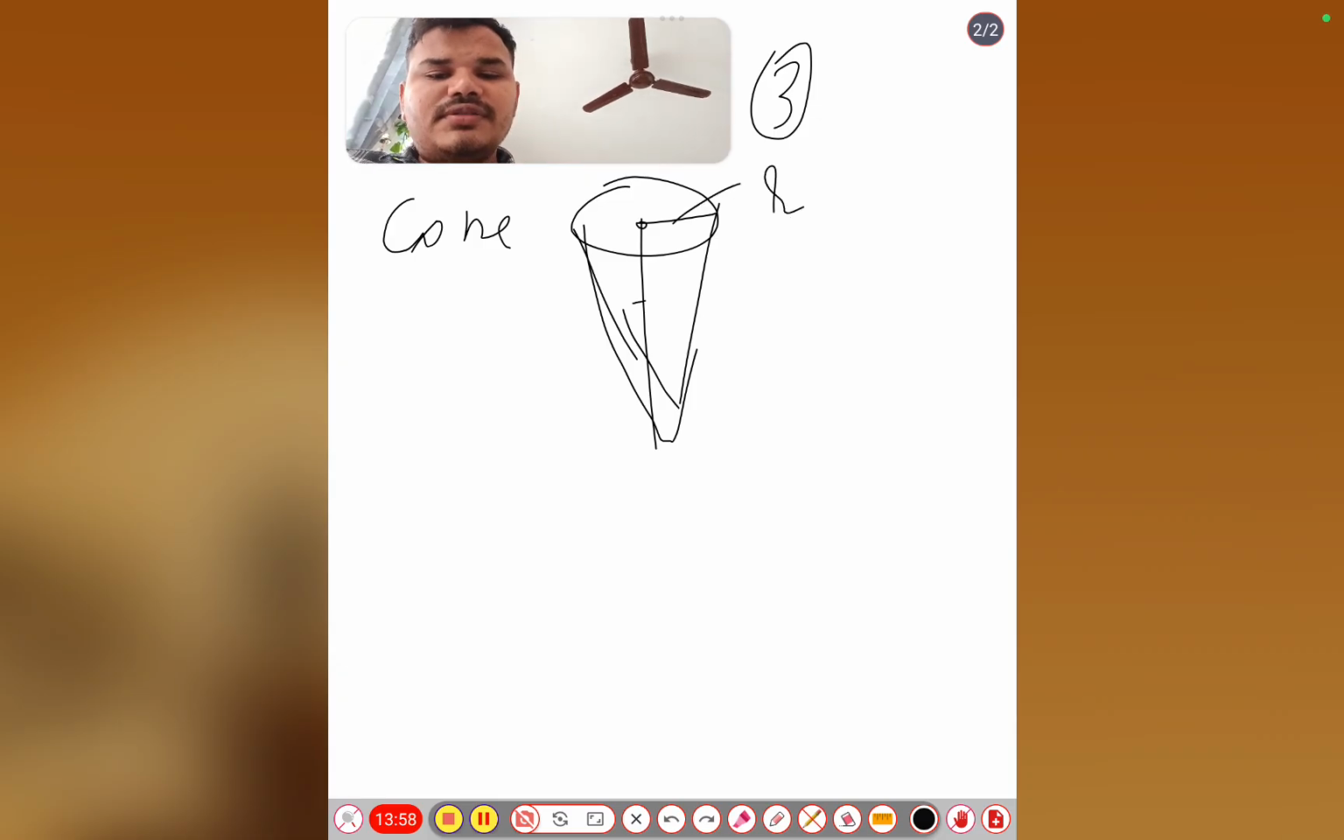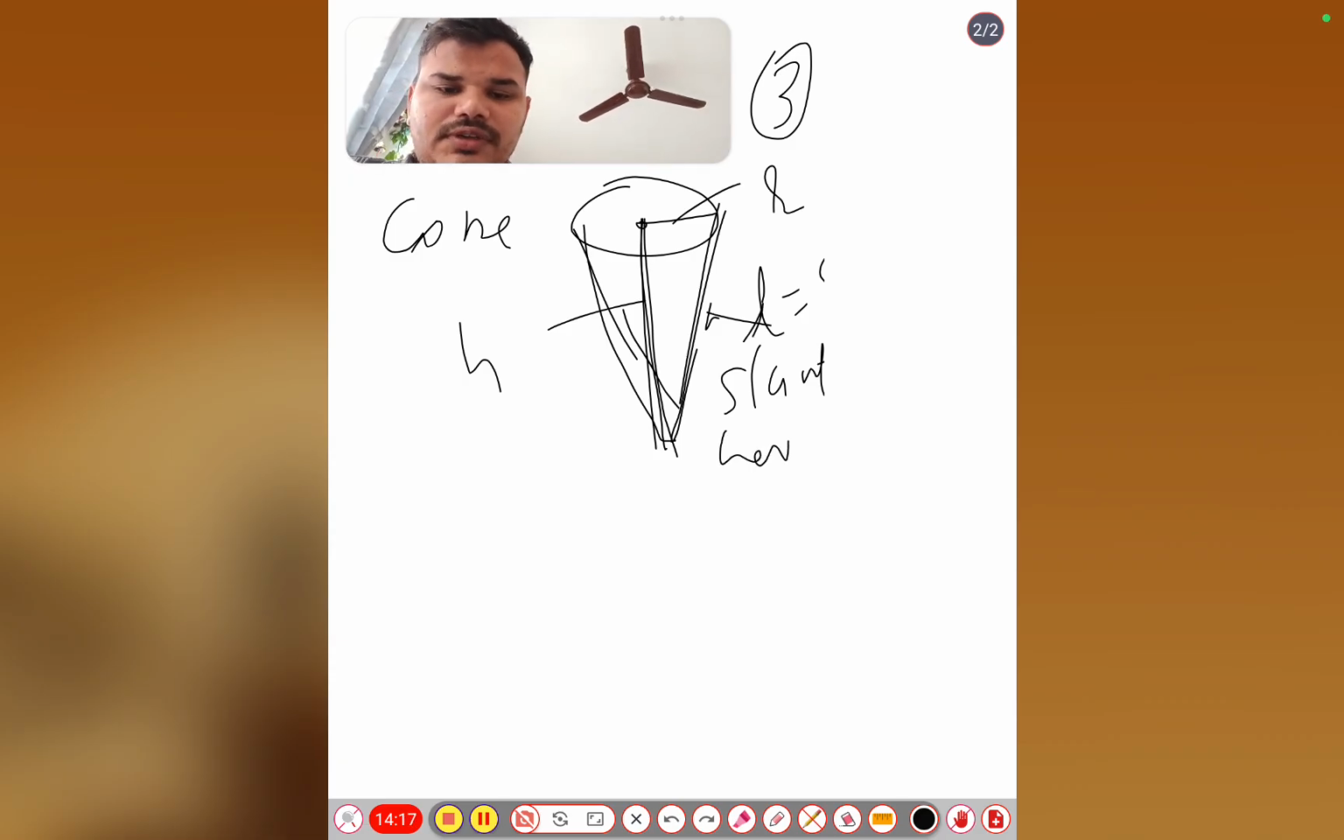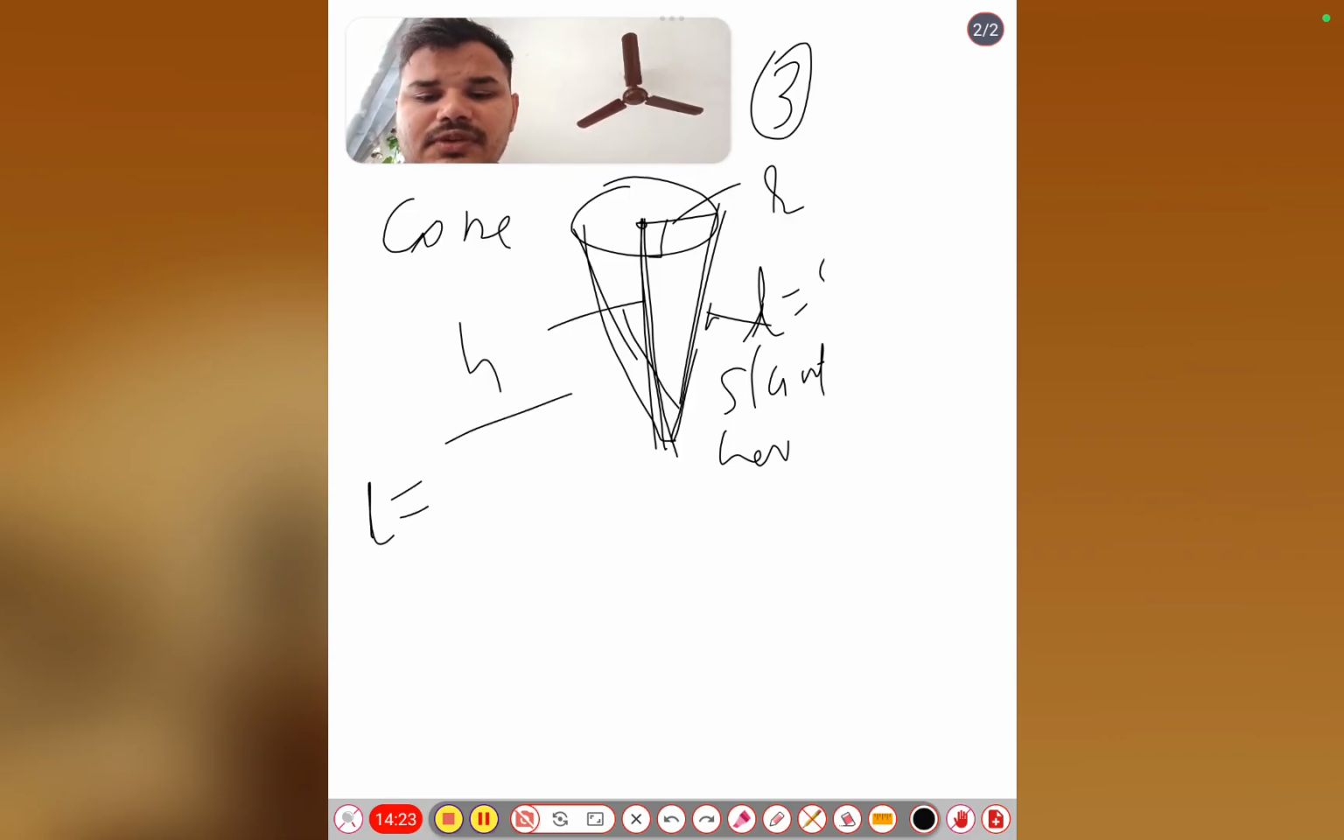Here it's the radius, here it's the height, and this inclined length we call L, that is the slant height. If you want to find L, here it's 90 degrees, so by Pythagoras theorem, L equals the square root of h square plus r square.